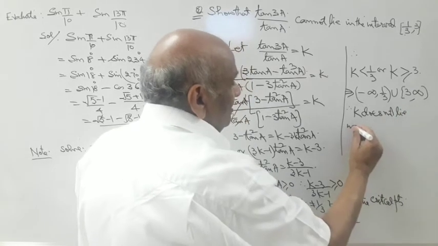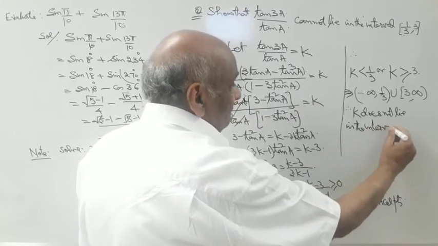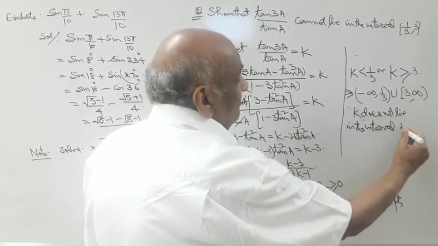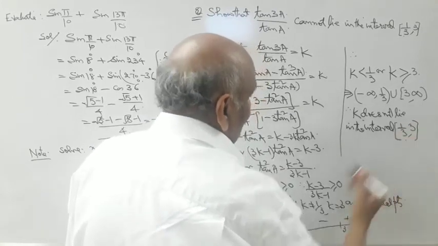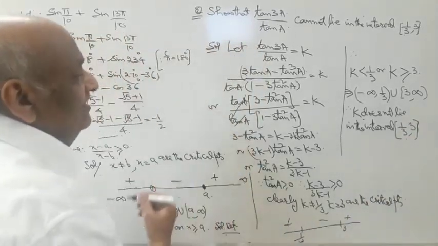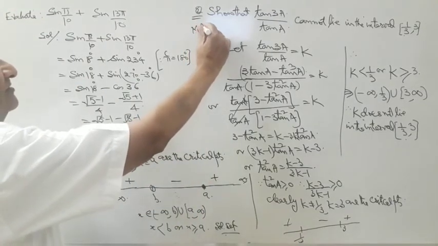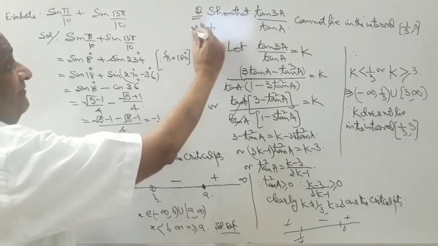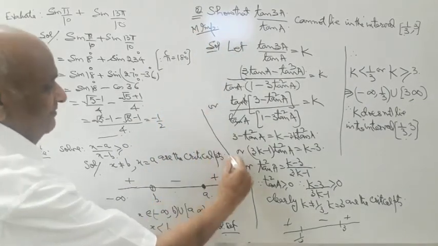Therefore, k does not lie in the interval 1 by 3 to 3 closed. So this is, I can say, the most important question on multiple angles if it is a problem of 3a. So you simplify and proceed like this.